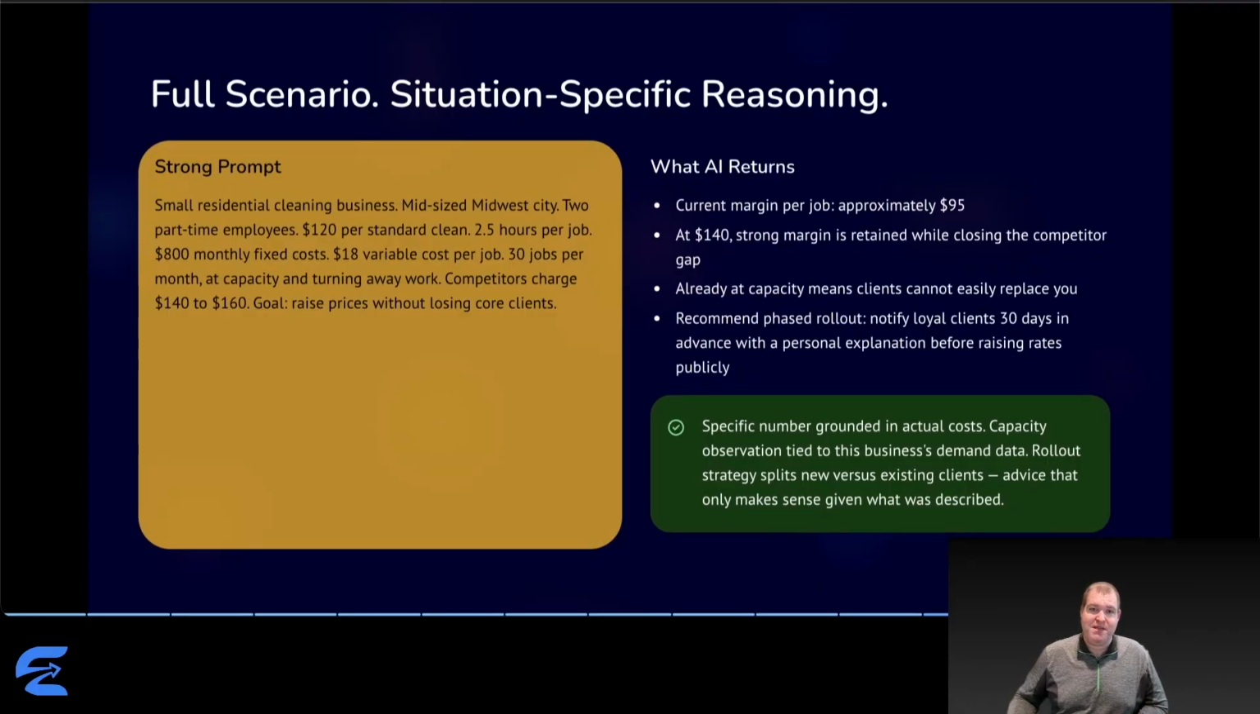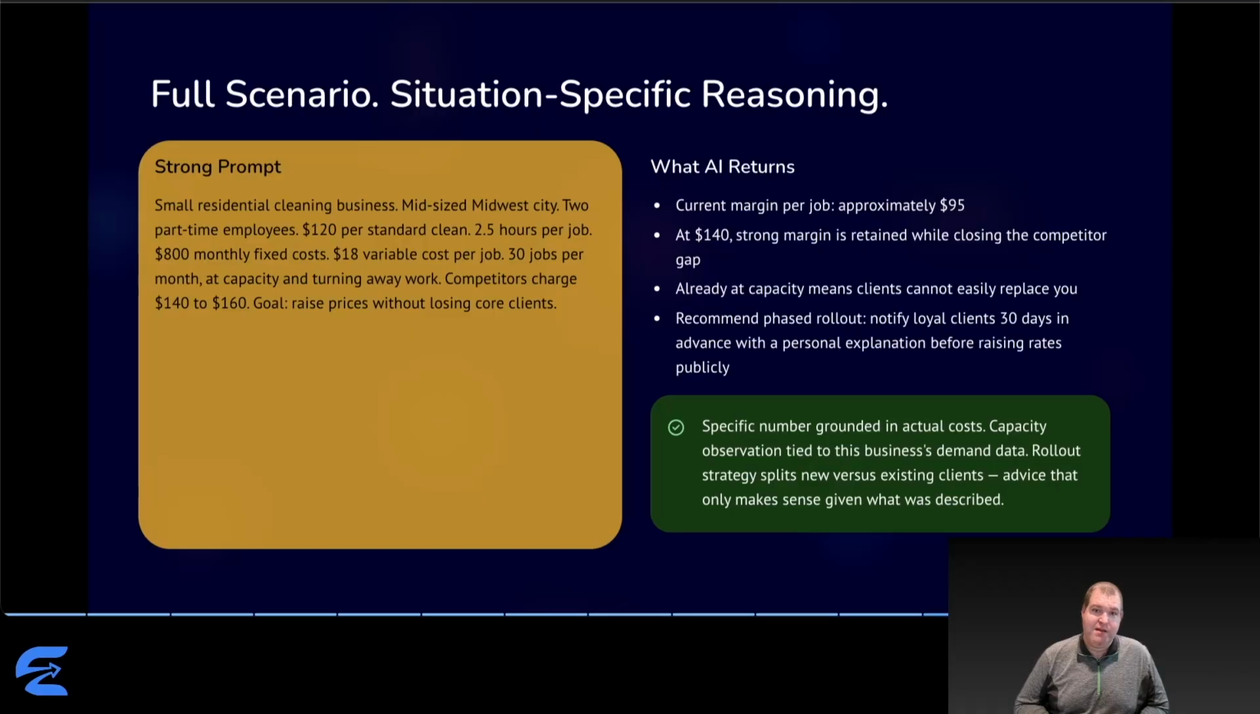Here's the strong prompt. Small residential cleaning business, mid-sized Midwest city, 2 part-time employees, $120 per standard clean, 2.5 hours per job, $800 monthly fixed costs, $18 variable cost per job, 30 jobs per month at capacity. Competitors charge $140 to $160. Goal, raise prices without losing core clients.